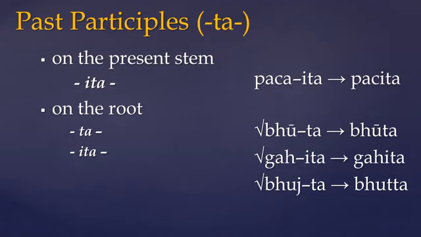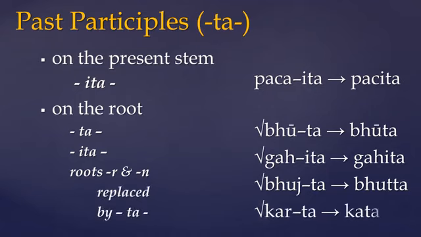But to save time, I'm not going to go into that here. And finally, roots ending in r, n, and sometimes ṃ generally drop this final consonant before directly taking ta. These bases are then declined.